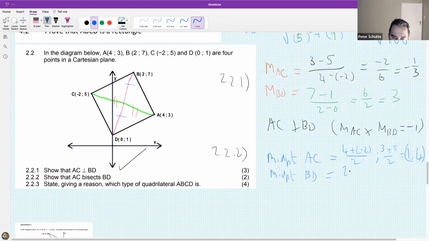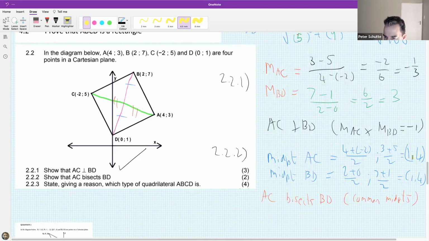So what have we got for BD? And so what we would say is that AC bisects BD. And how do we know? Well, we've got common midpoints. In this question, it's specifically saying prove they bisect. How do you know? Well, they have common midpoints. And we should find that the common midpoints are 1, 4.